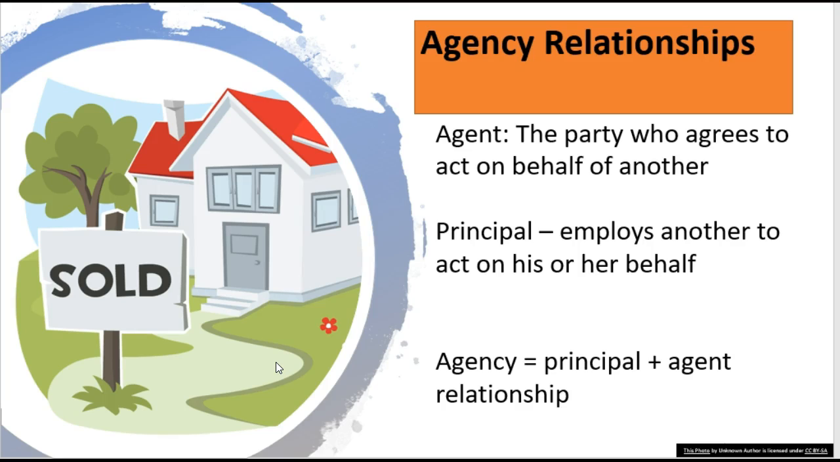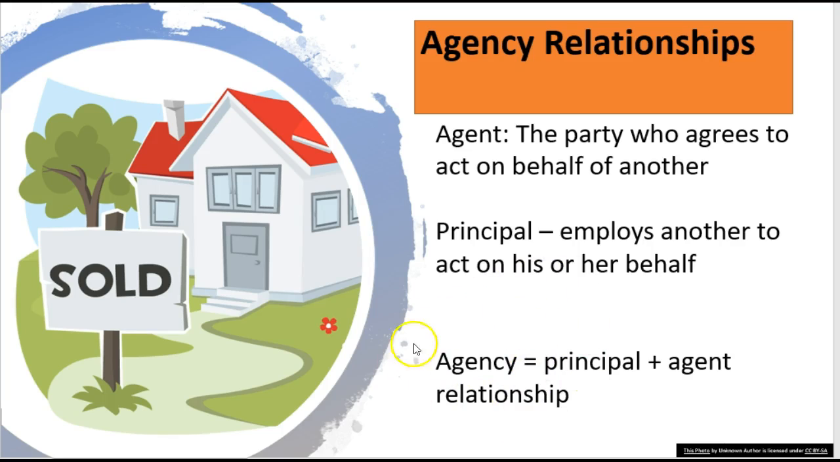So the agent is the party who agrees to act on behalf of another. So in this case, our real estate agent is agreeing to sell this house. Or on the buyer's end, they're willing to do the paperwork to help them close on a house. A principal is the person who's employing the other person to act on his behalf. So in this case, it would be the buyer or the seller.